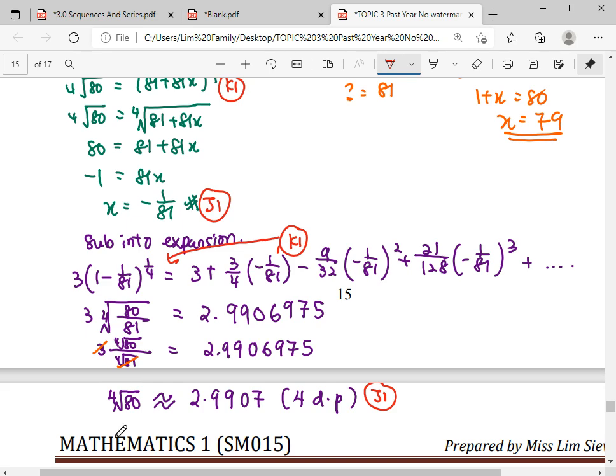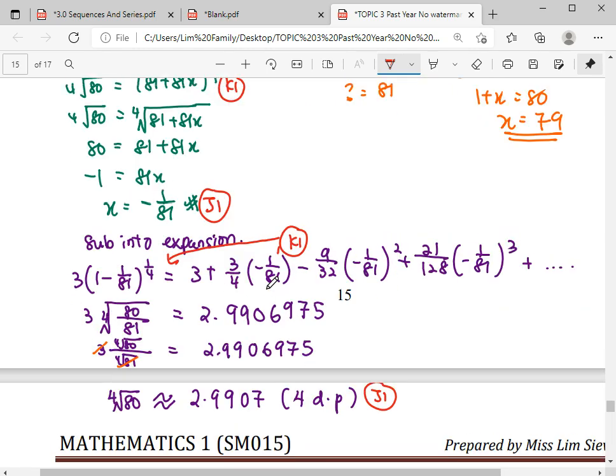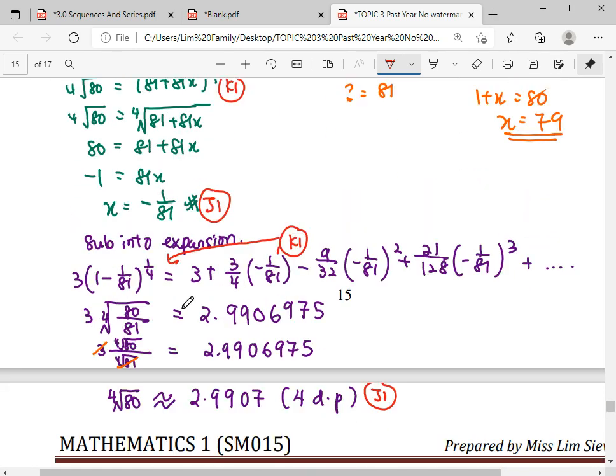In your calculator, it will give you 2.00-something, near to this value. So the calculator calculates directly. But for this topic, we are using expansion to calculate. So that is the difference. Okay? So you can check with your calculator, you press this directly to get this answer. But in working, we still need to present it out. We are getting this value by using expansion. This is how we use the expansion to find our value of the fourth root of 80.